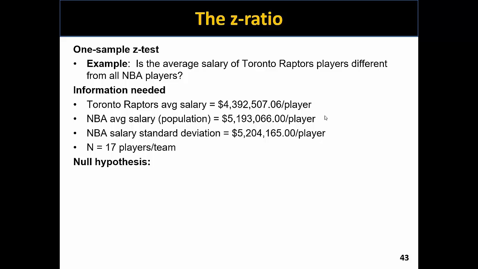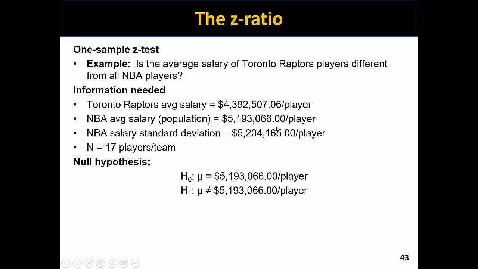To begin this process, we always start with a statement of the null hypothesis. This statement says that the difference in the Toronto Raptors salary from the NBA is not going to be different. It's going to be the same. So mu is going to be equal to the population value of 5.193 million. The alternative is stating that it's going to be different than the population average. And so what we're examining here is if the Toronto Raptors average salary is going to be different than the population.